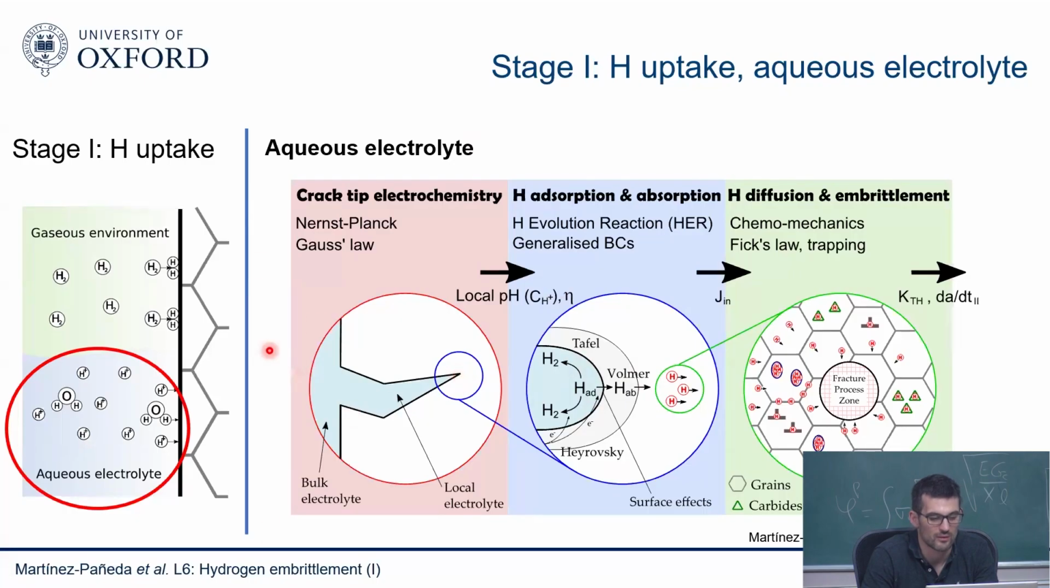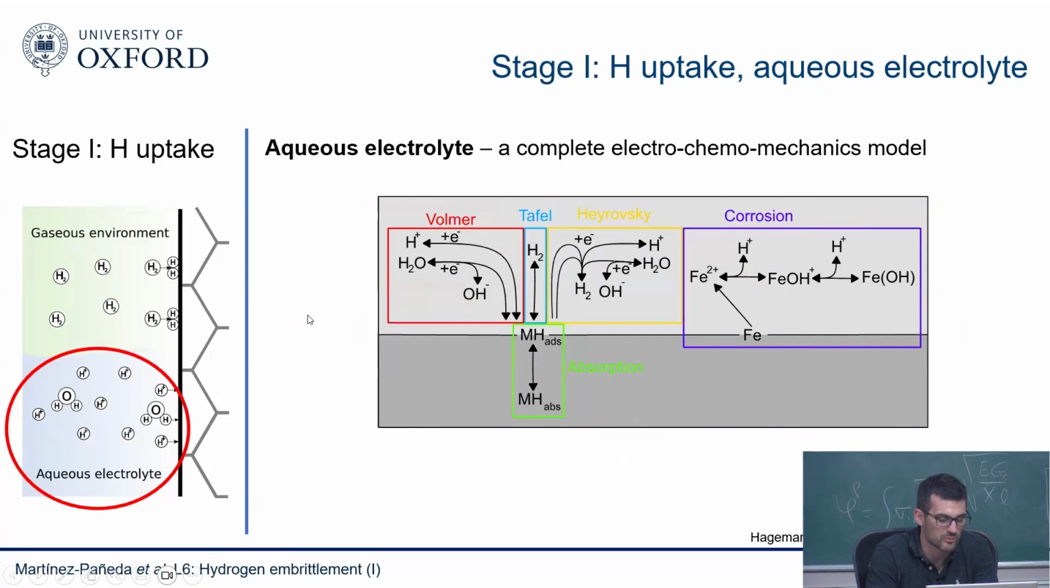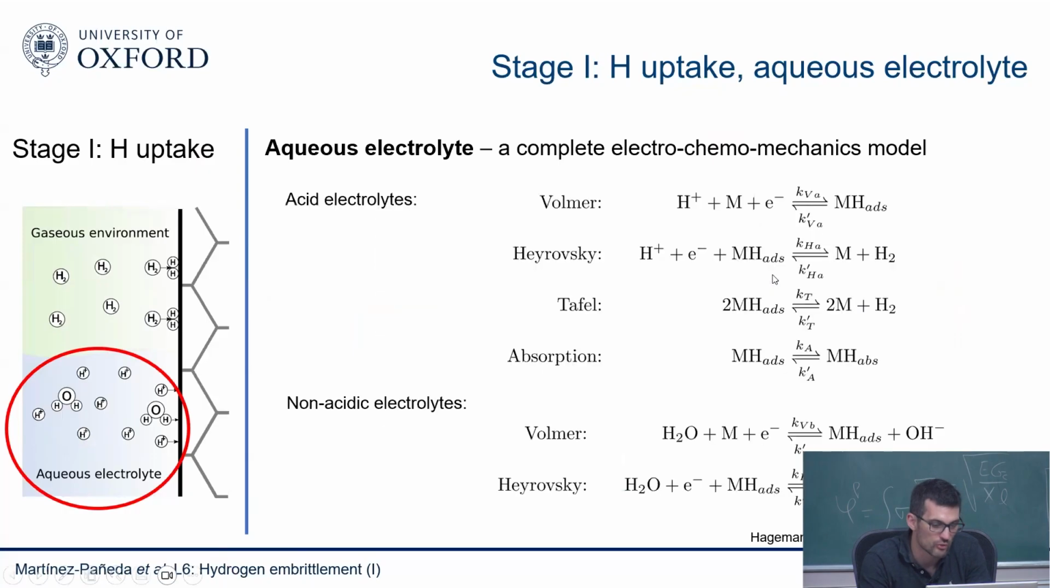And then what happens here depends on the electrochemical behavior of the electrolyte, and that's going to be very different inside some sort of occluded geometry than in the bulk. But as we discussed yesterday, you know what's happening in there. So you have the Volmer-Tafel-Heyrovsky reactions and absorption, some sort of cathodic reactions plus anodic reactions, the corrosion system. So you can implement your system. These are the equations, for acid and non-acidic electrolytes.